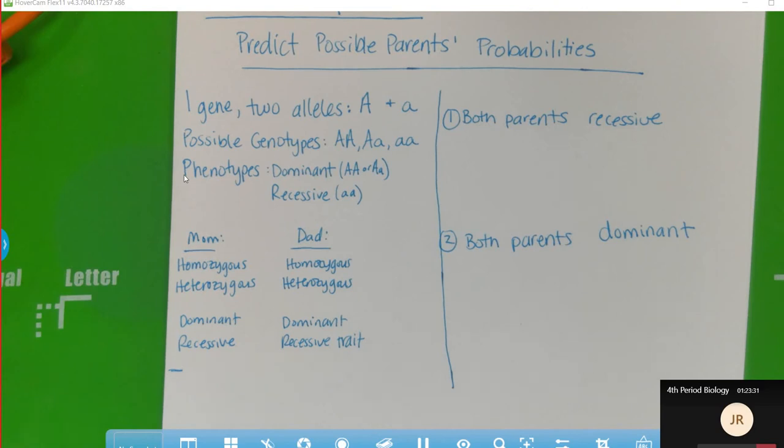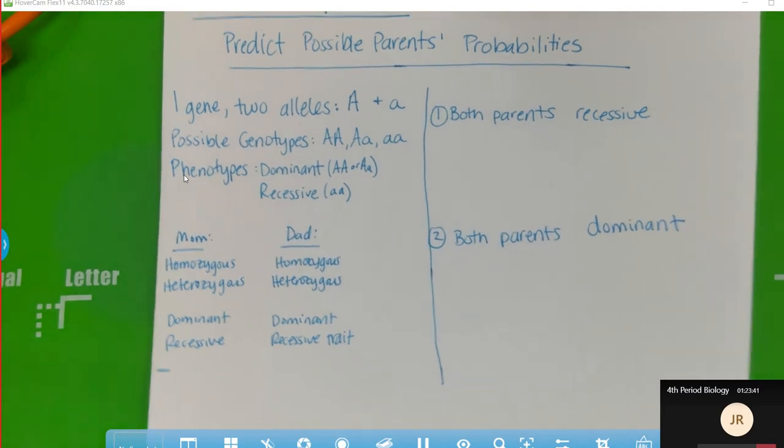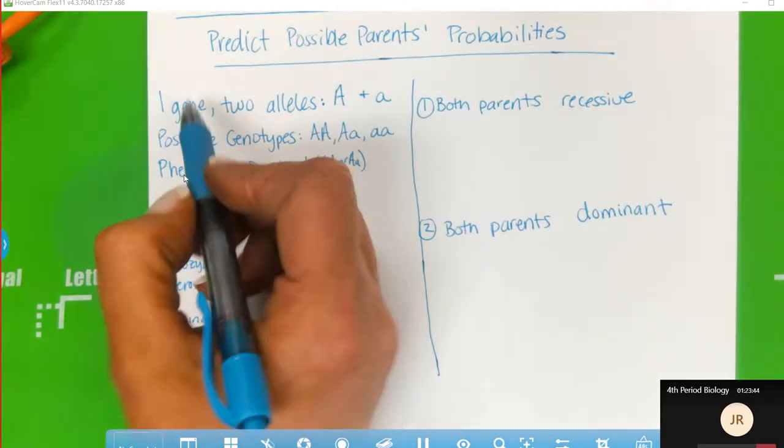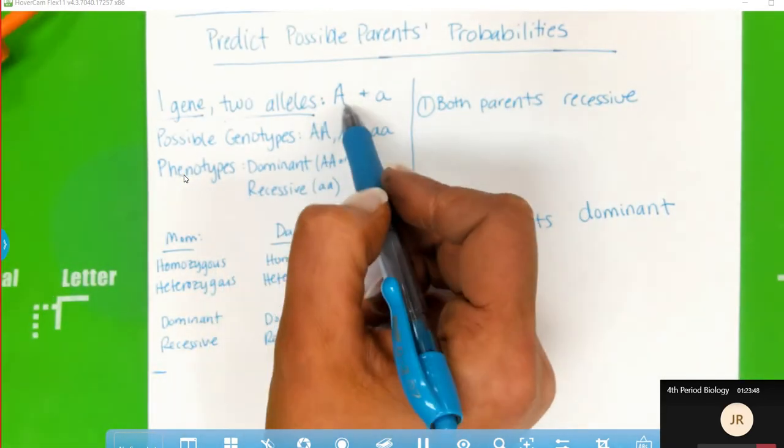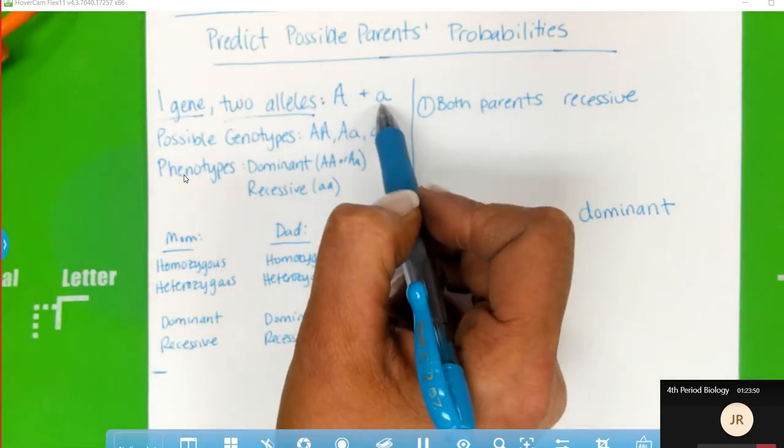All right, so we're going to go over Punnett squares. There are only 6 total possible Punnett squares that can exist. And once you know those 6, you know every possible Punnett square for the scenario of one gene with 2 alleles, a dominant allele and a recessive allele.